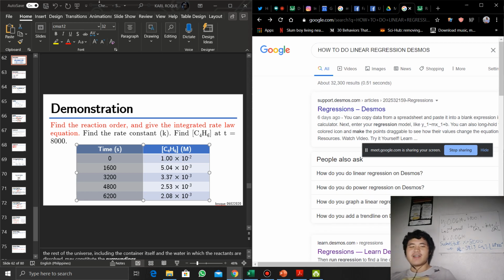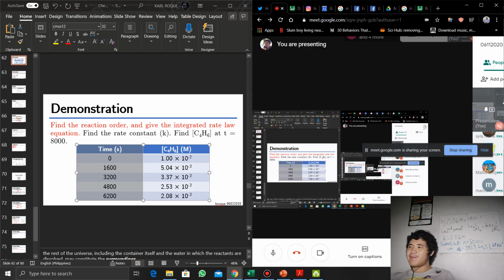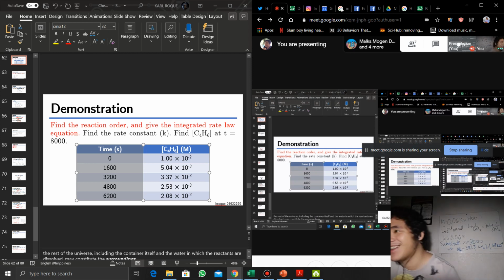So yeah, talagang kasi sa chem, bawal naman magdala ng laptop eh. So ayan, para masanay na kayo, yun yung isa sa mga pinaka nakakainis na part sa chem 2.